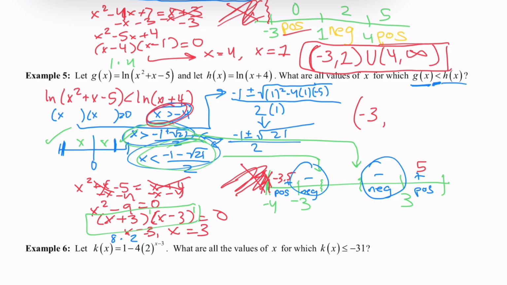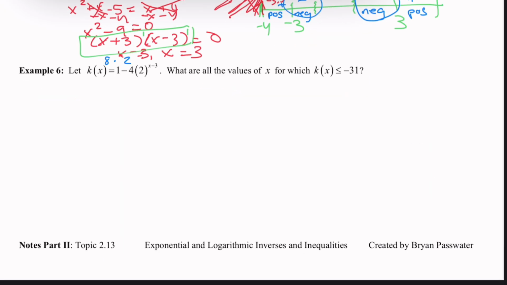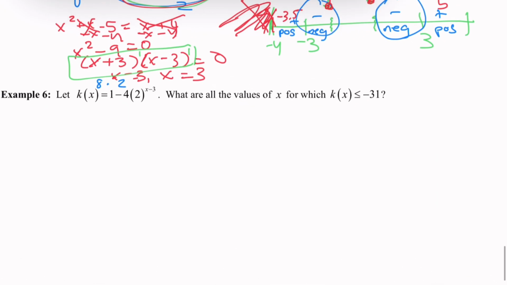Comma. This arrow, we're going to trace it back, goes to this one. So -1 minus square root of 21 over 2 u, and this arrow traces back to this one. Kind of messy, sorry guys. Plus square root of 21 over 2 and then to 3, and that's our answer. Okay, so example 6, this one is easier.